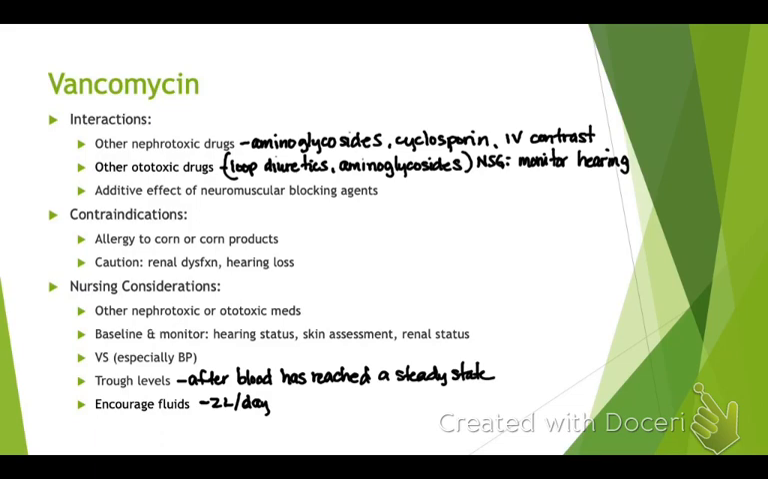Other nursing considerations we need to remember: again, other nephrotoxic or ototoxic meds, baseline and monitor for hearing status, skin assessment, renal status. You want to monitor their vital signs, especially their blood pressures, and trough levels. After blood has reached a steady state, you want to make sure you're maintaining those trough levels. And again, you want to encourage fluids at a minimum of 2 liters per day.